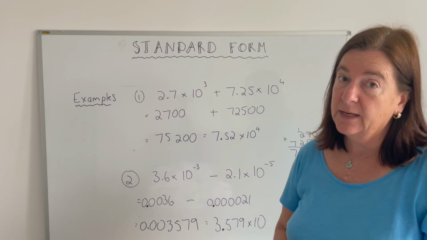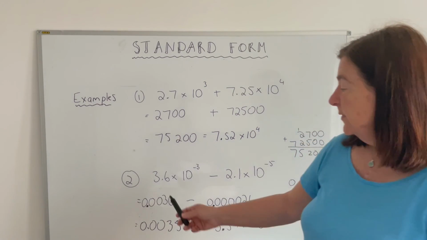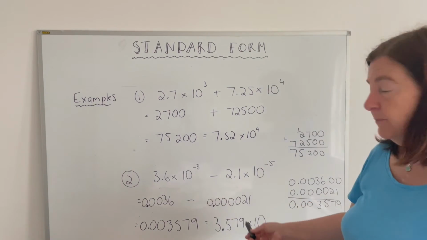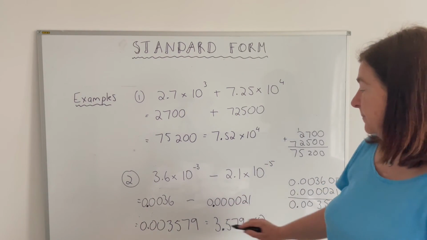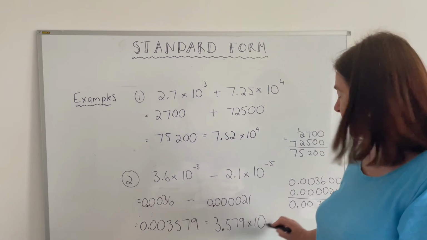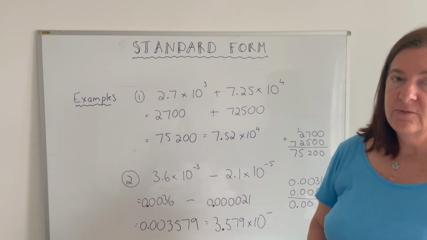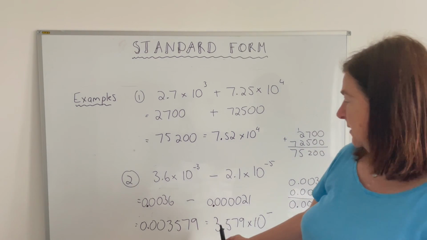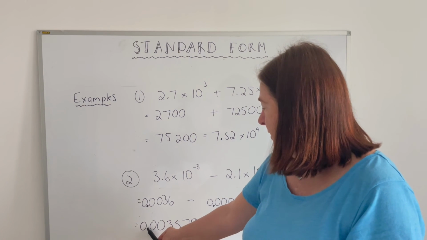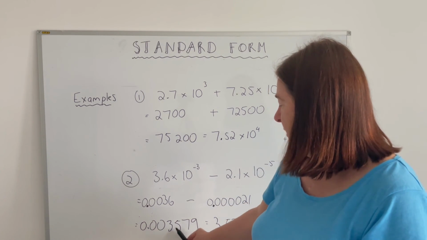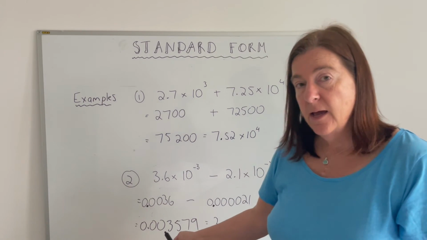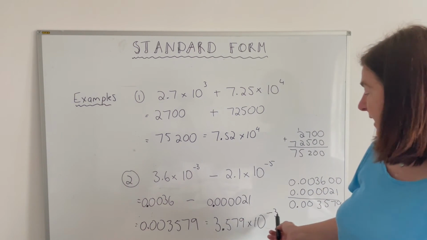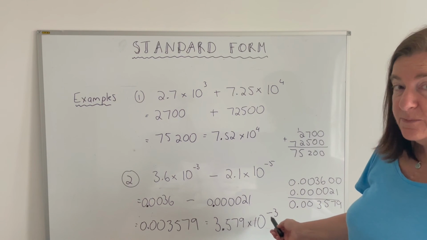We need to work out what that index is. So now let's see. This is a small number, and I've made it bigger. So if I make a small number bigger, this needs to become smaller. So this is going to be negative. How many places have I moved it? It was here, 1, 2, 3. So that's going to be to the -3. So I've made a small number bigger, so it has to be to the minus, must become smaller.